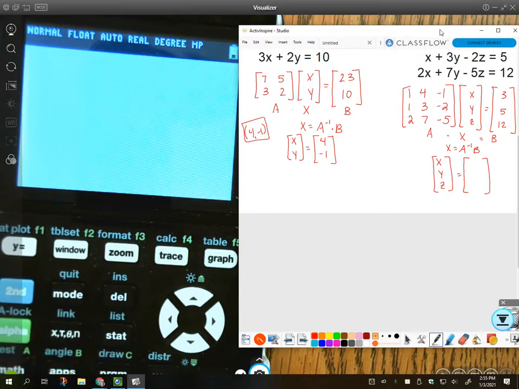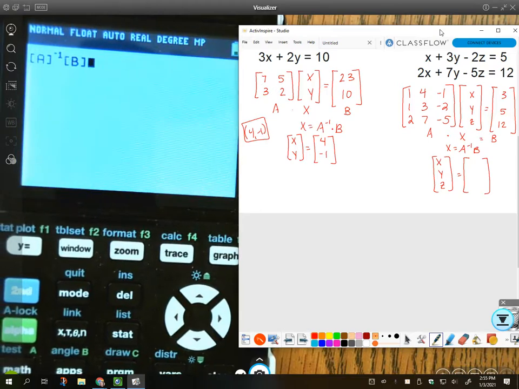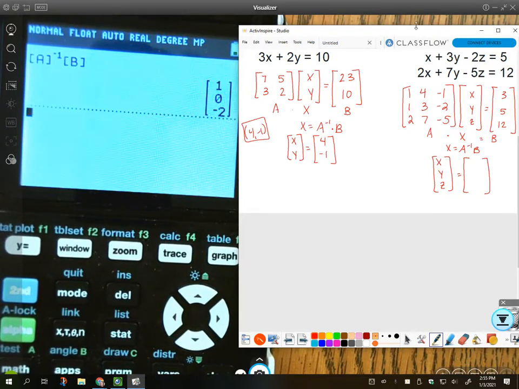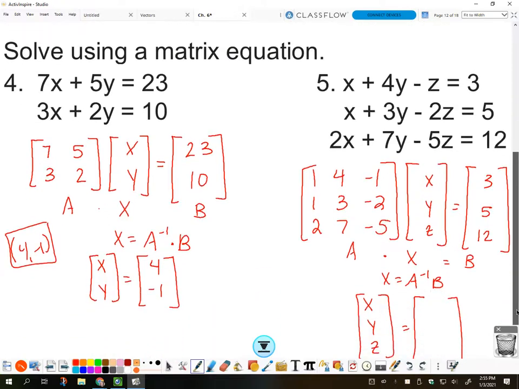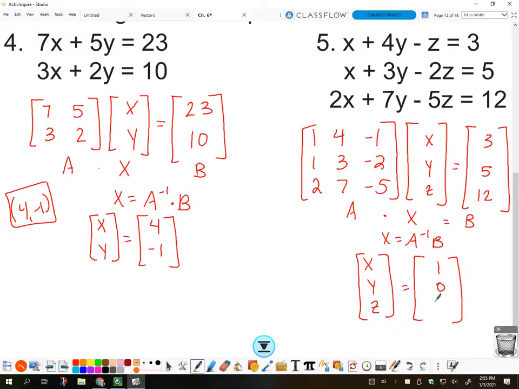All right, so then we want inverse of A times B, and I just did second in there because that's the last thing that I typed in the calculator. And it tells me 1, 0, negative 2, meaning that the answer to the system is this ordered pair. I hate that this jumps back and forth when I make it small and big. All right. I believe that we are done.